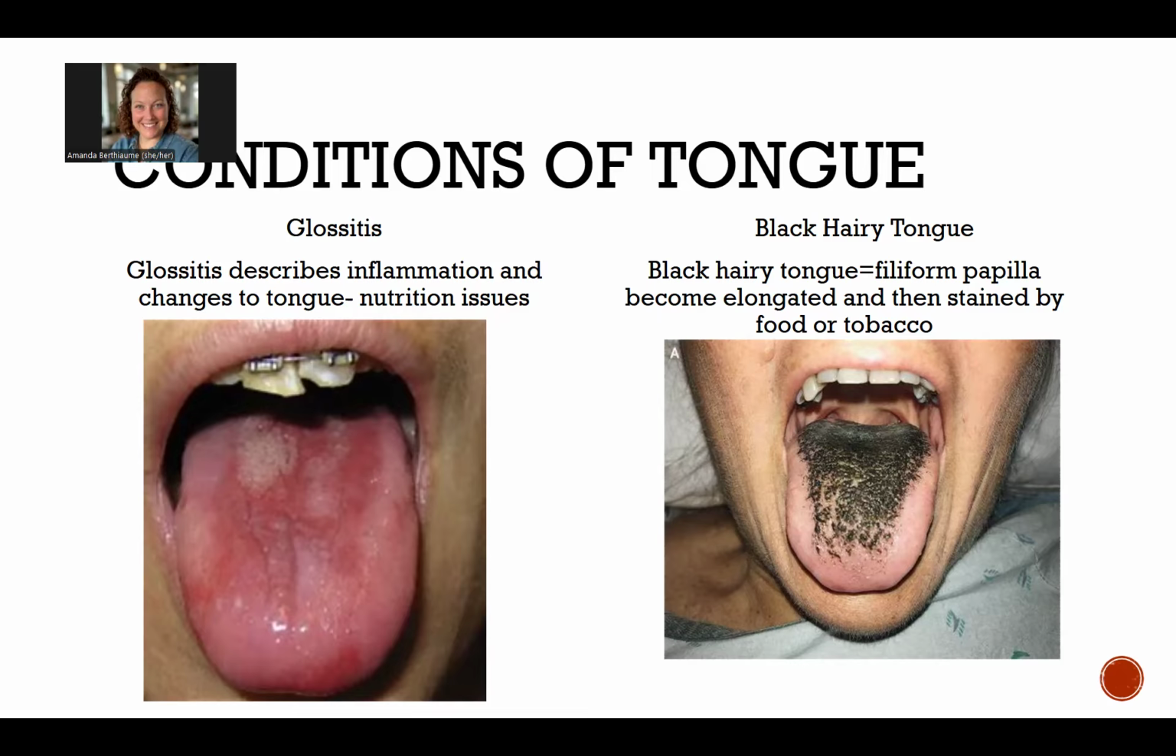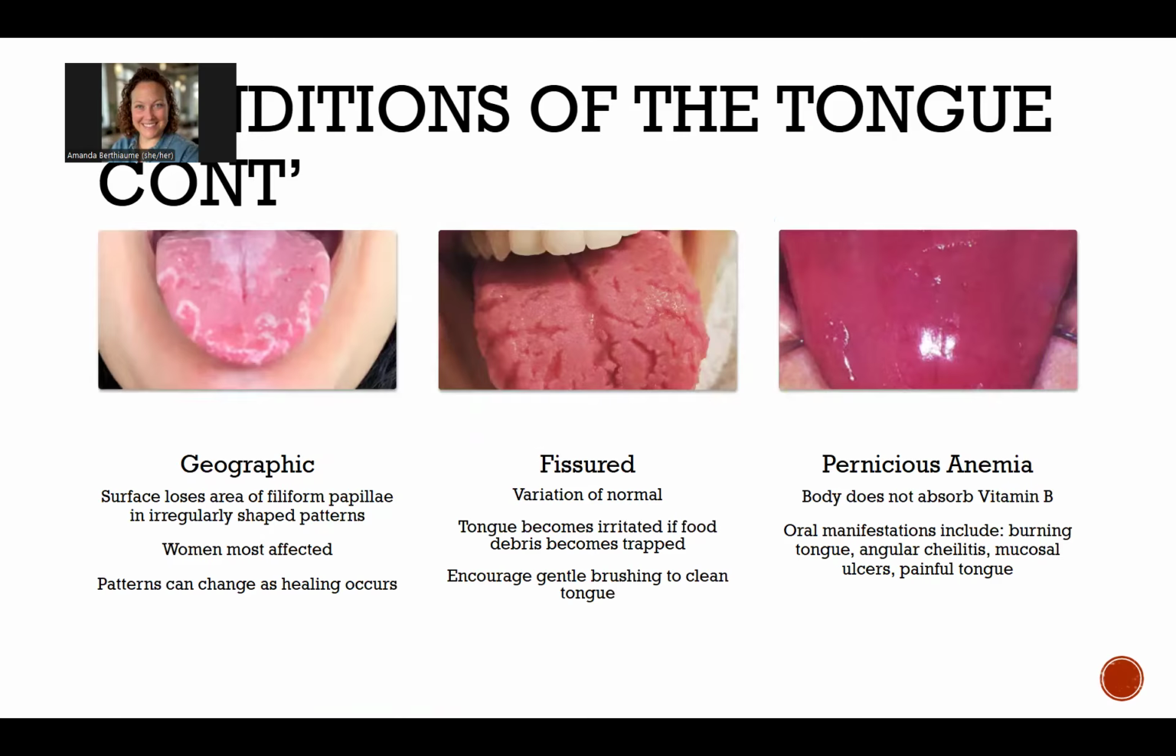Black hairy tongue, so gross. But this is when the patient's taste buds, their filiform papillae, become elongated and then stained by food or tobacco. So a lot of smokers will have this black hairy tongue, and it brushes off a little bit, but not so much. So again, this person needs to stop smoking and brush their tongue.